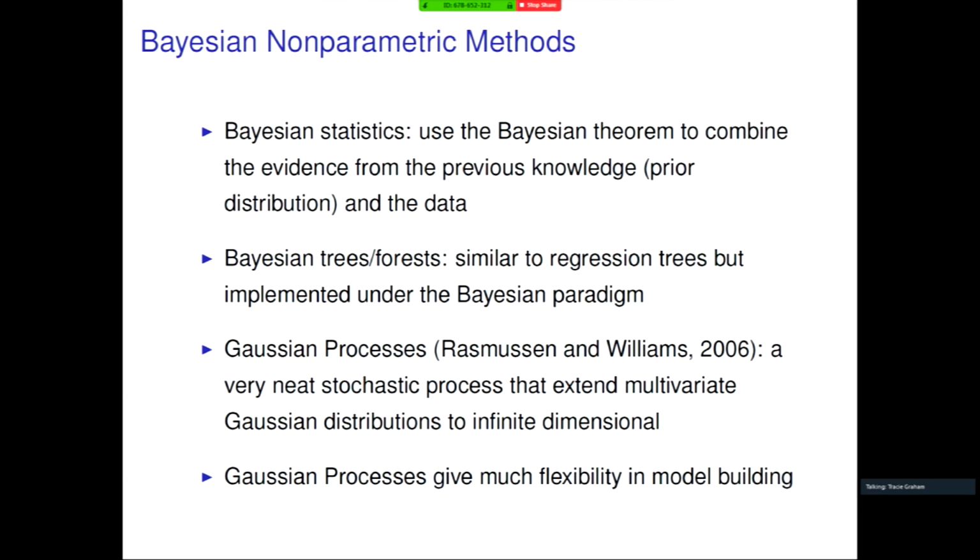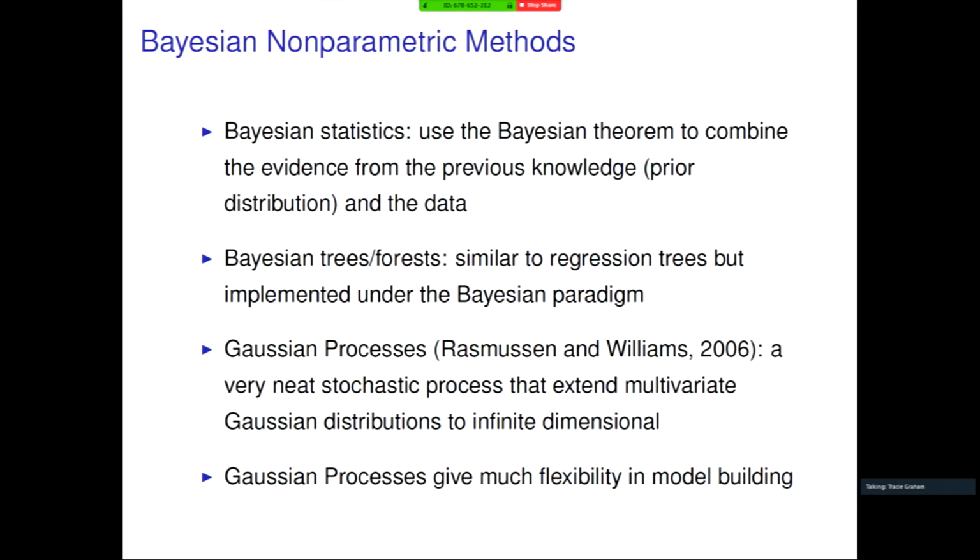This is a type of method where there's a huge gap between the methodologist and the practitioner. Broadly, in Bayesian statistics, you use Bayes' theorem to combine the evidence from previous knowledge, the prior distribution, and the data. So if you have a regression, you put in this mysterious prior distribution that summarizes your previous belief, and then you use the data to update it and get the posterior distribution. That is the Bayesian paradigm.